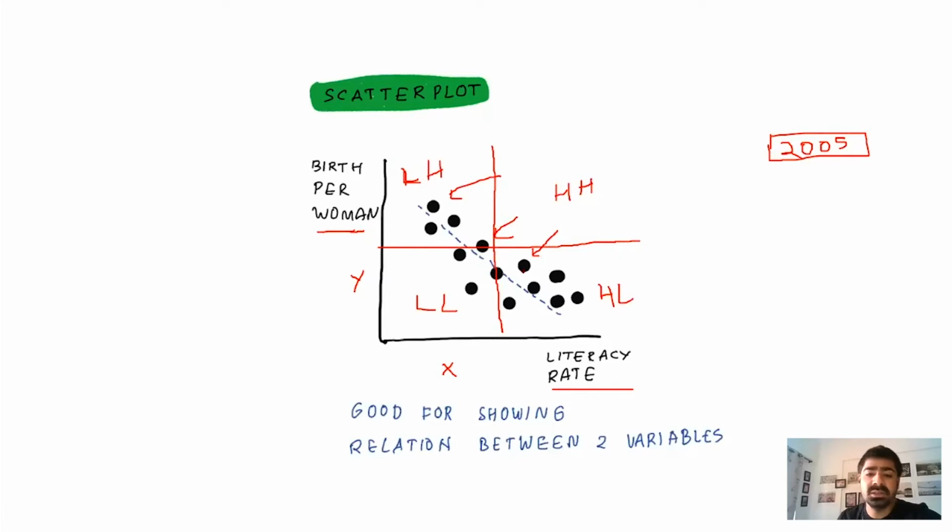So we can use this scatter plot to see the relation. We can use the scatter plot to do some basic segmentation in 4 quadrants. So we are going to use this chart today.